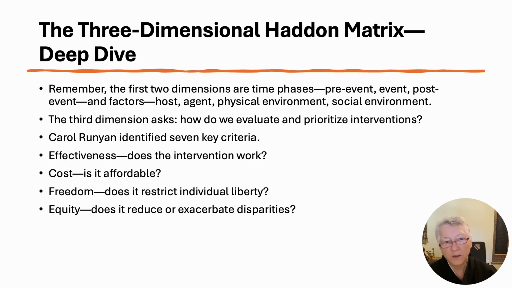Carol Runyon identified 7 key criteria. Effectiveness, so does the intervention work? Cost, is it affordable? Freedom, does it restrict individual liberty? Equity, does it reduce or exacerbate disparities? Stigmatization, does it harm vulnerable groups? Community preferences, do affected populations support it? And feasibility, is it technologically, politically, and logistically possible?